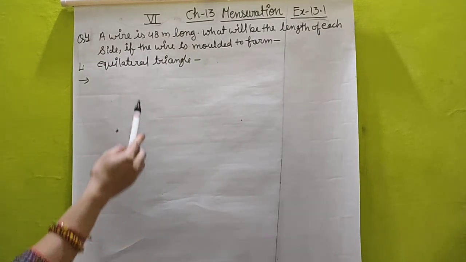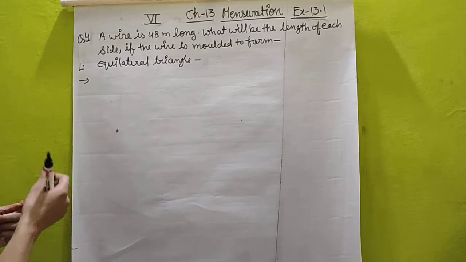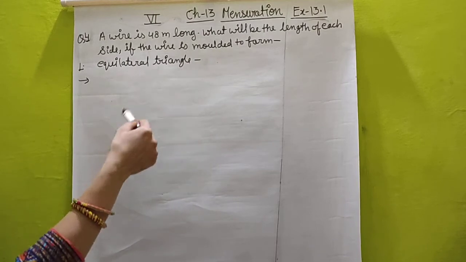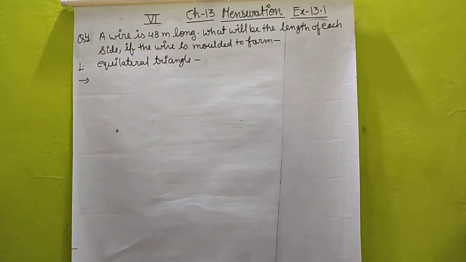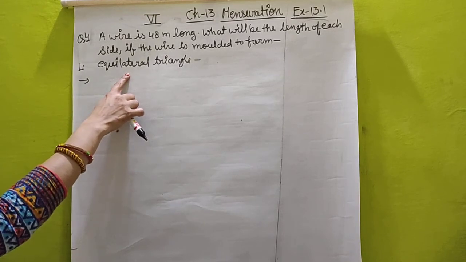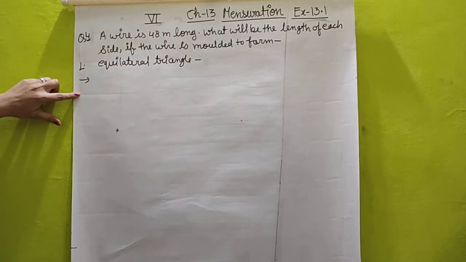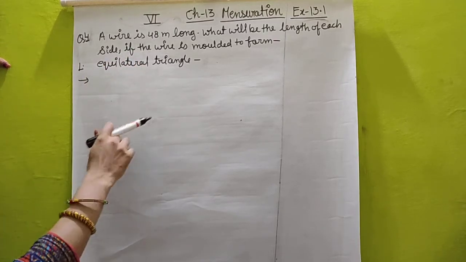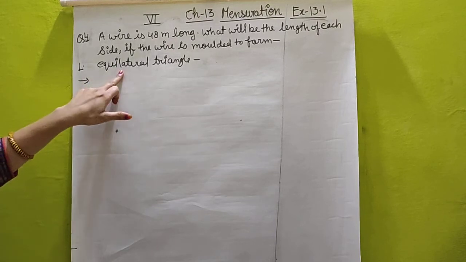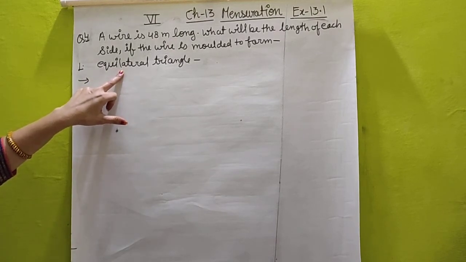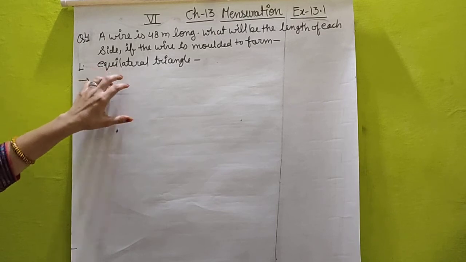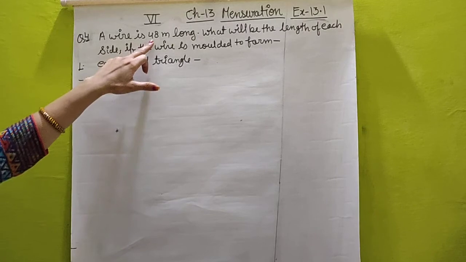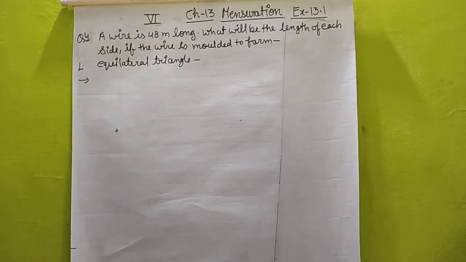Molded to form means students, we are just bending the wire and making different shapes. Molded to form means we are just folding the wire and making different shapes. The first shape we have made is an equilateral triangle with the wire 48 meter long. When we take the 48 meter long wire and bend it into the shape of an equilateral triangle, you know very well, the length of the total boundary, which means the perimeter of the equilateral triangle, will be the total length of the wire.